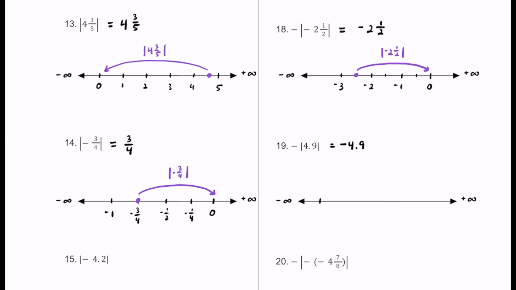So let's go ahead and put 0 all the way to the left here. This would be 1, this would be 2, this would be 3, this would be 4, this would be 5. Go ahead and put that right over here.